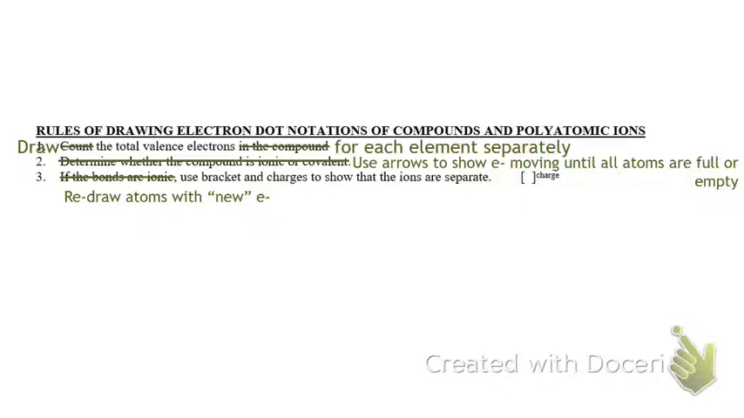Then our last step is actually going to be to redraw those same atoms with their new electrons, either full or empty, and put them in some square brackets with the charge on it. It's going to look kind of like this right over here, in order to show that these are separate ions, but they were formed together in this ionic compound. So that all seems like a lot. Make sure you've edited that so that you can see those steps, and now we're going to actually go through this process with a couple of examples.